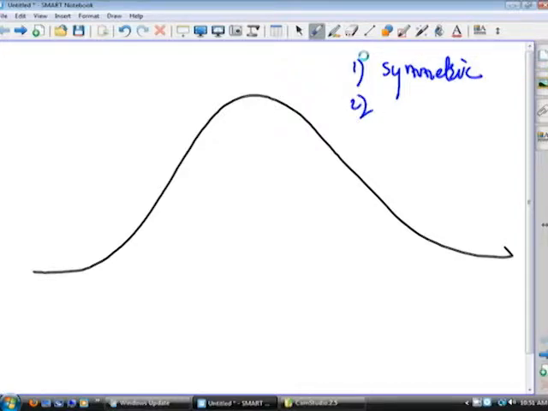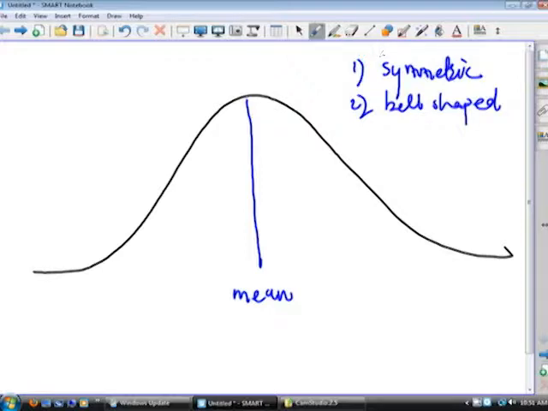Second thing, it is bell shaped. Bell shaped means it seems like a bell. So it has large number of observations in the center here, where lies the mean, median or mode. All the 3 of them, the measures for center of distribution are in the center for this curve.